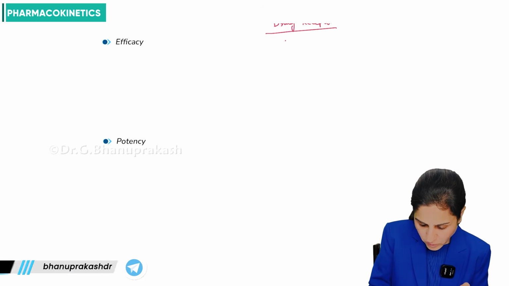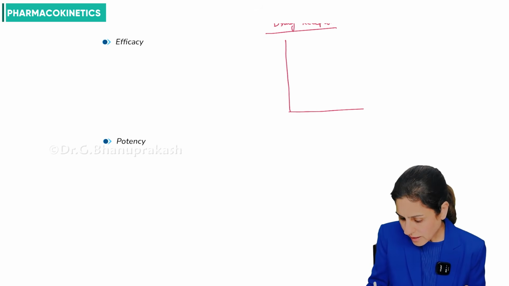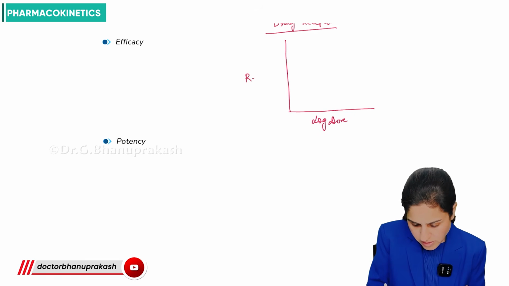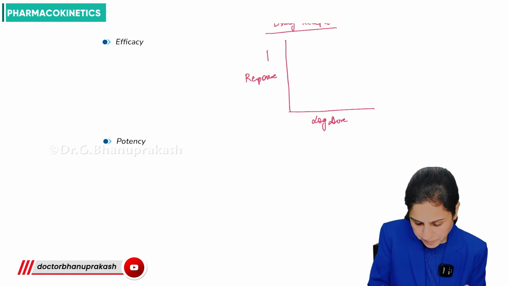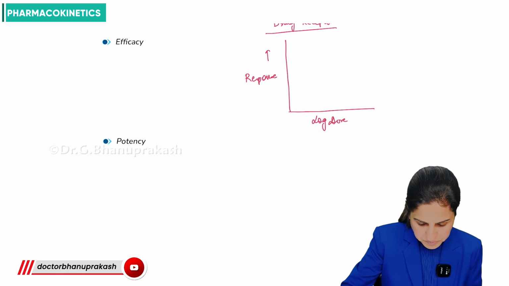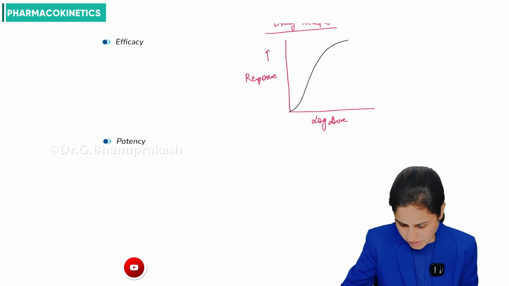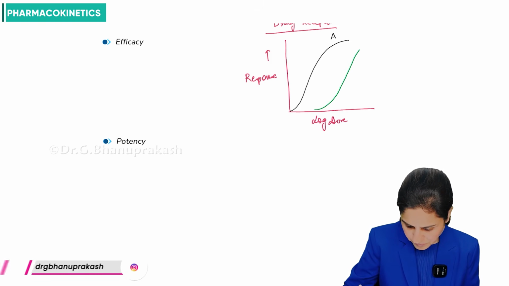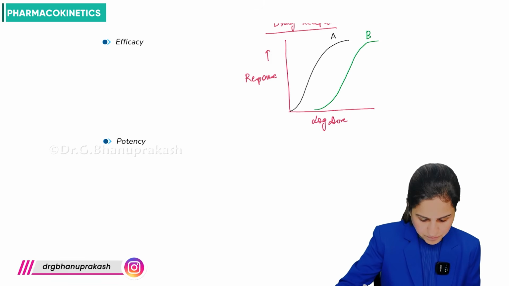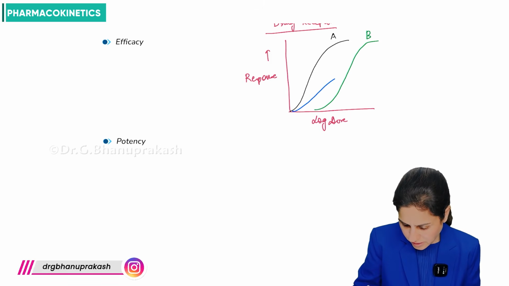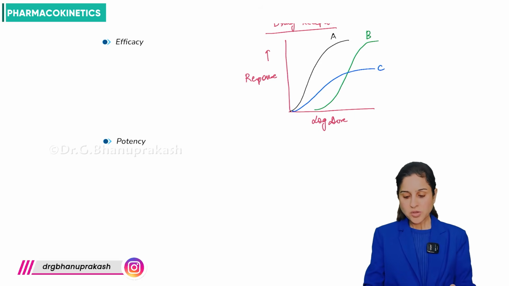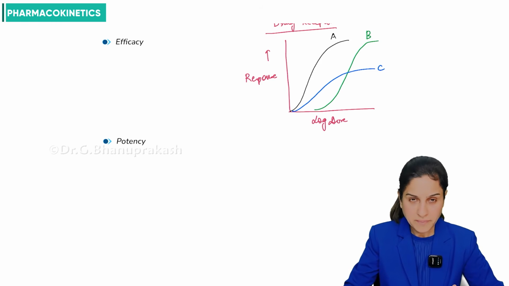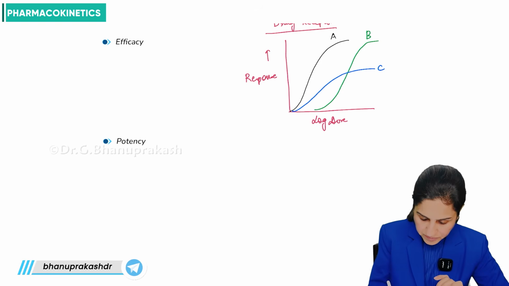Same graphs, if I make one graph here. This is the graph, this is log dose we plot here, and the response we plot here, okay? So we have three drugs. This is drug A, this is drug B, and I have another drug, drug C. So here I have to comment about potency and efficacy of three drugs and compare them, right? So let's see how we can compare this.